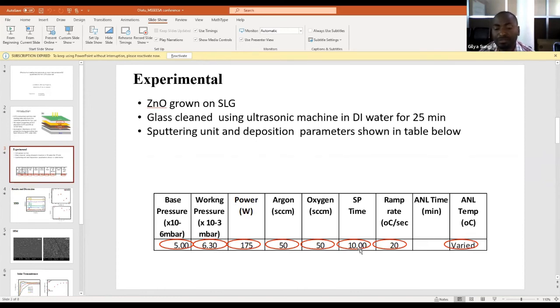We are using this fast annealing because we want to avoid loss of tin. The CZTS has tin, which actually evaporates very fast if you anneal for a longer time. So that's why we use a very, very high ramping rate. Then we annealed it at different temperatures, as shown here in the results.